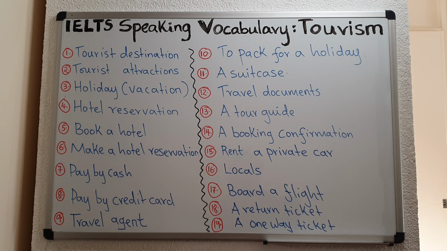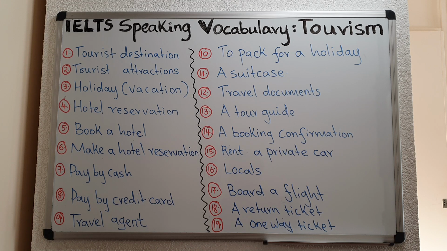It could be a country. What is your tourist destination? Where do you want to visit as a tourist? My tourist destination is Dubai. I will be going to Dubai on holiday. That is my tourist destination. Next year, I would like to go on holiday to Spain. Spain is my tourist destination. So your tourist destination is the place that you want to visit as a tourist.